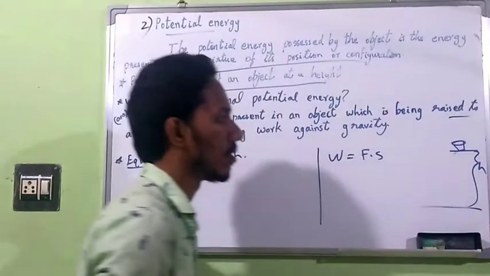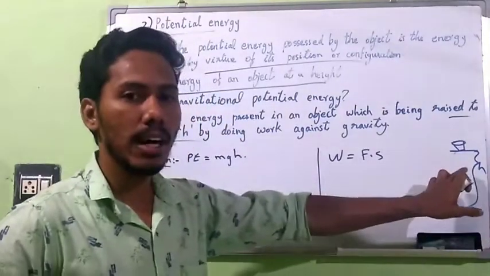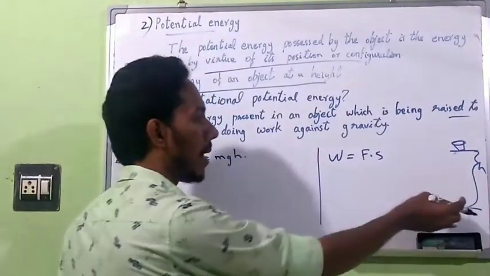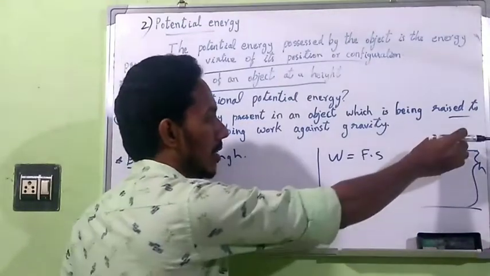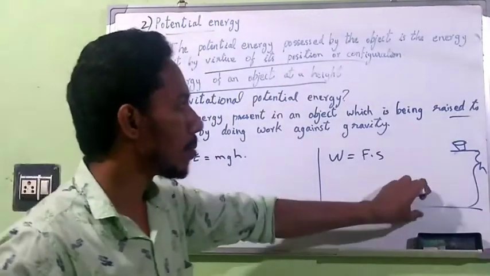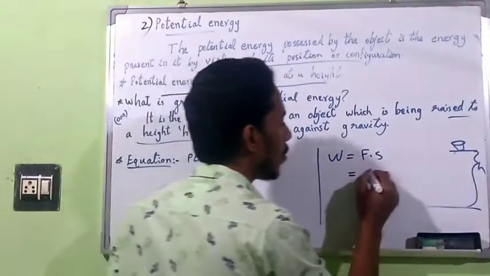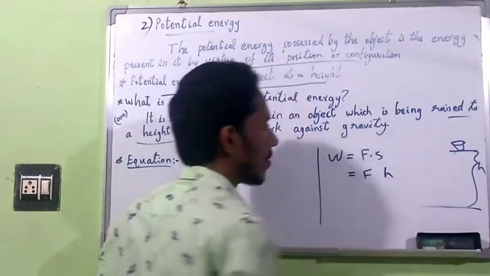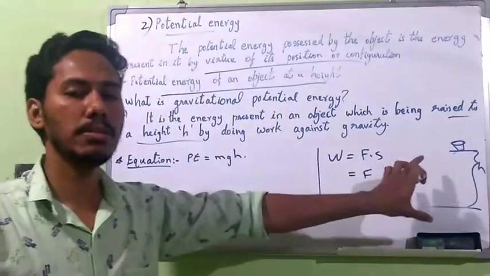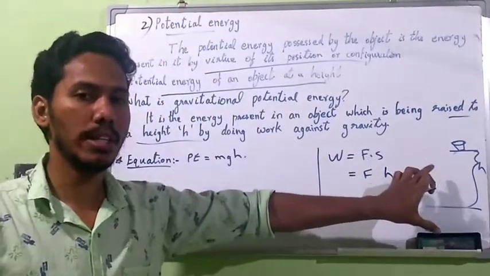This is the ground state, and this height is H. So our displacement to raise this bottle from the bottom to the top is H. Work done is F into H, because the displacement is equal to the height.